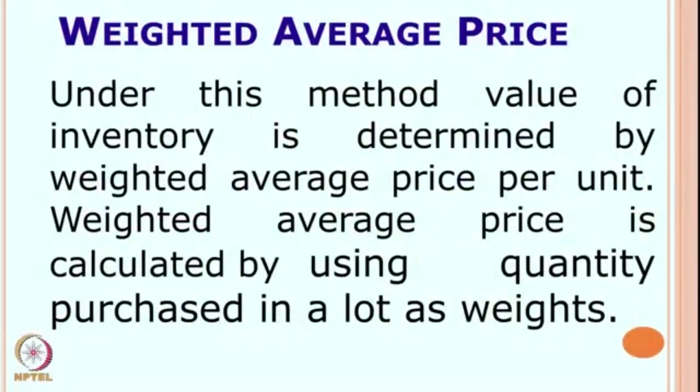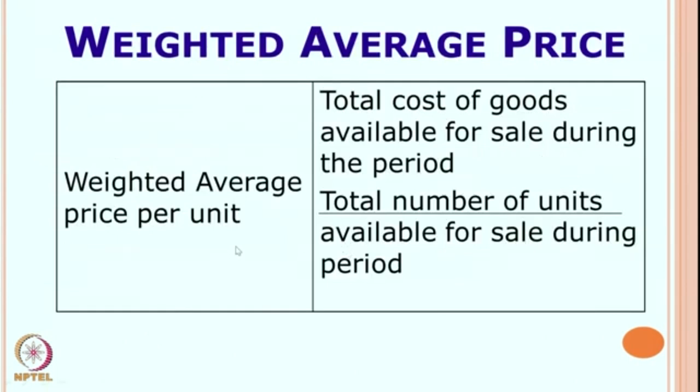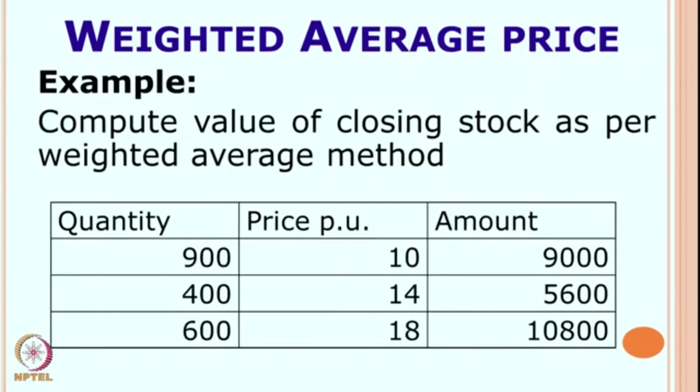In that method, what is done is, we go for a weighted average. Instead of only using older or newer prices, we go on calculating the weighted average. So, under this method, the value of inventory slowly changes. The weighted average formula is the total cost of goods available for sale upon the units. So, we will get the average price.